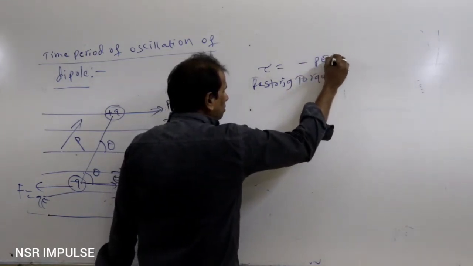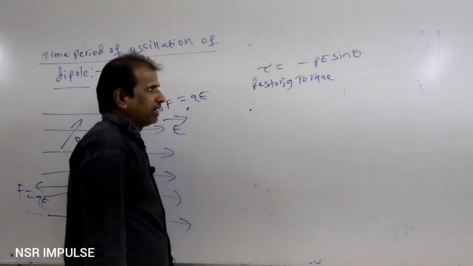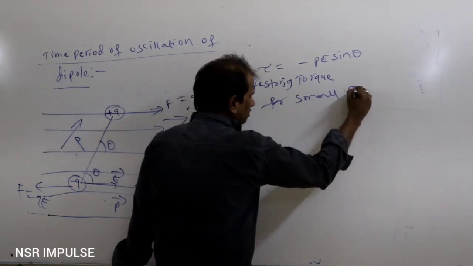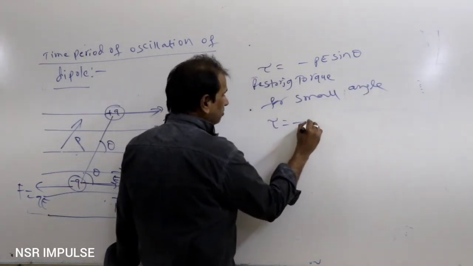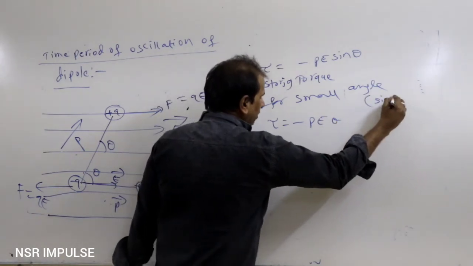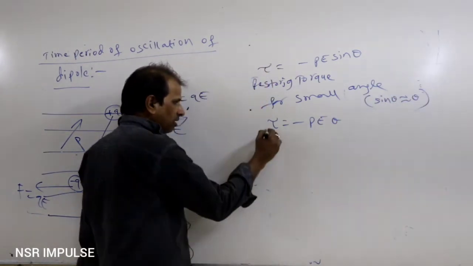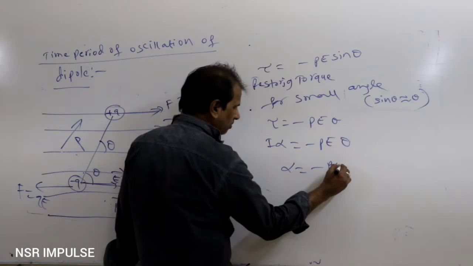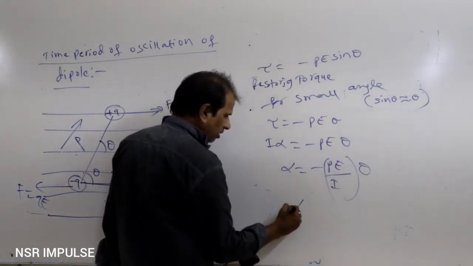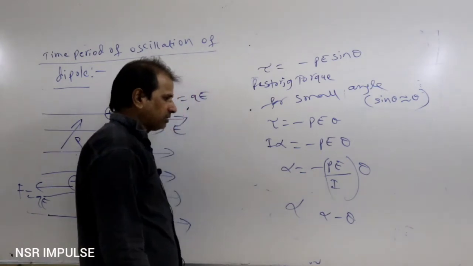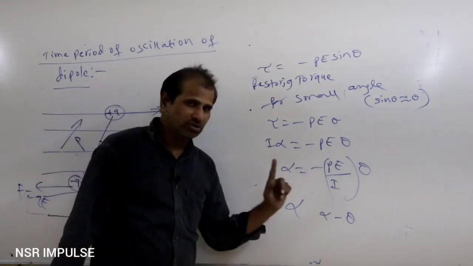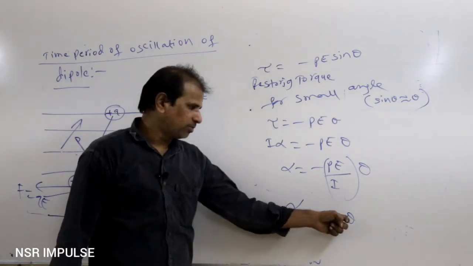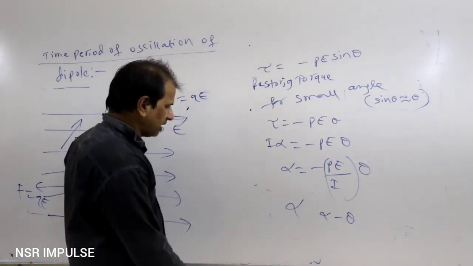The restoring couple is equal to minus PE sin theta. For small angles, this can be written as minus PE theta, because sin theta approximately becomes theta. Torque can be written as I alpha equal to minus PE theta, so alpha is equal to minus PE by I into theta. Alpha proportional to minus theta means angular acceleration is proportional to angular displacement but in the opposite direction.